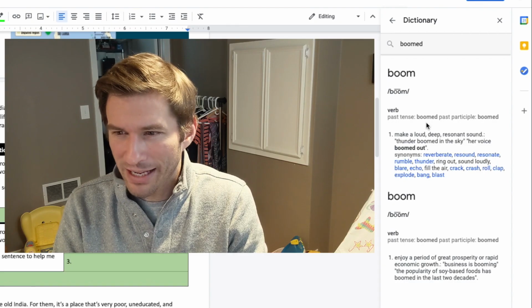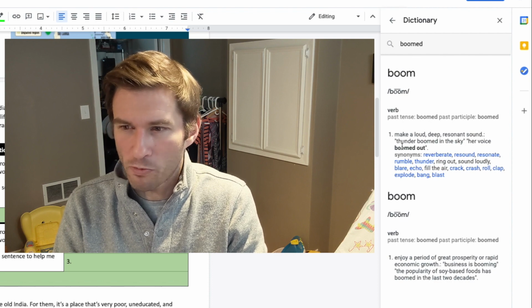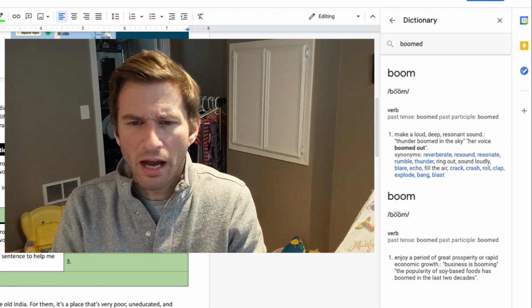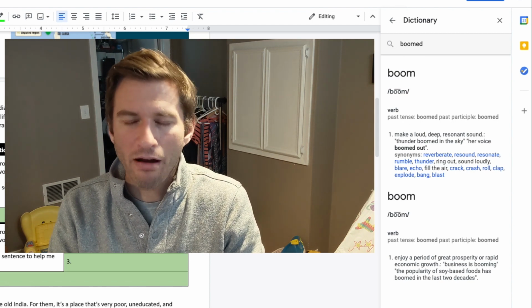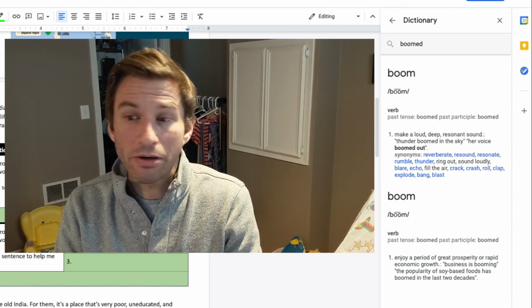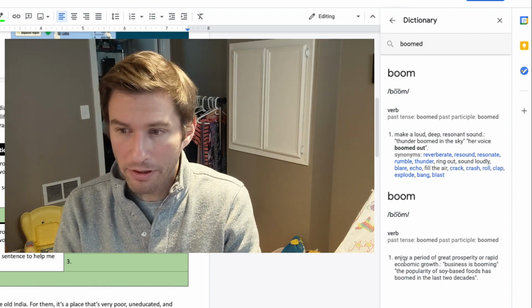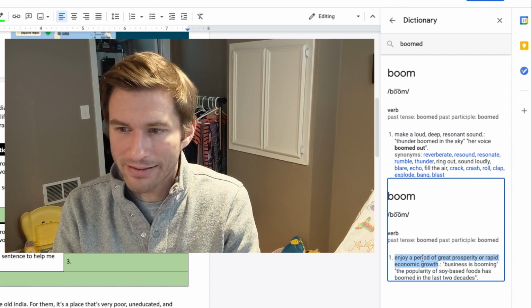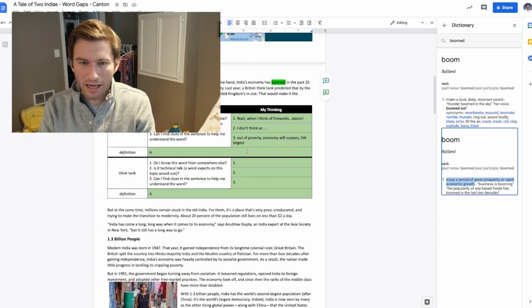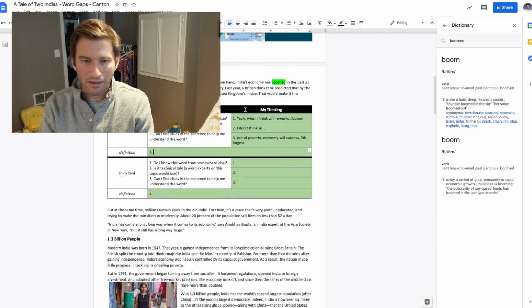And we see past tense, boomed, make a loud, deep, resonant sound, the thunder boomed. I don't think that is a fitting definition here because I don't think that the economy is making a loud, thunderous noise, so I'm going to read on. Or it could be a period of great prosperity or economic growth. Hey, that to me sounds a heck of a lot like a winner.